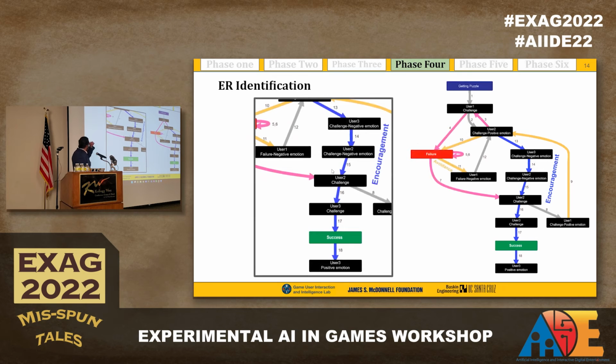And here's another strategy that we call encouragement. User 2 and user 3 work together to solve the puzzle, and finally they did it successfully. And you can see the emergence of positive emotion after the success of this puzzle.